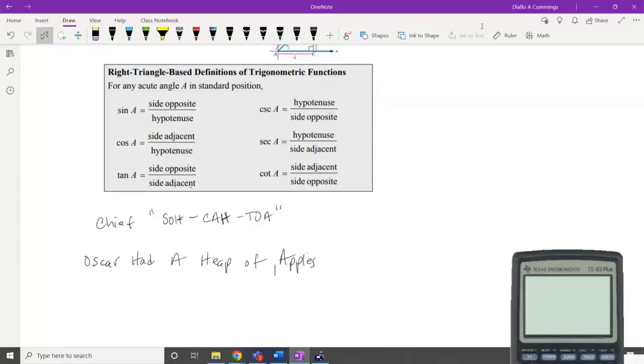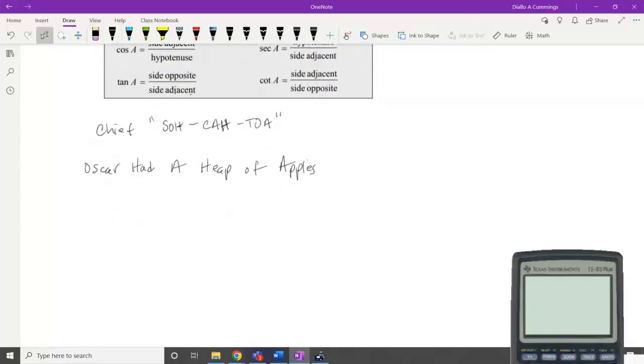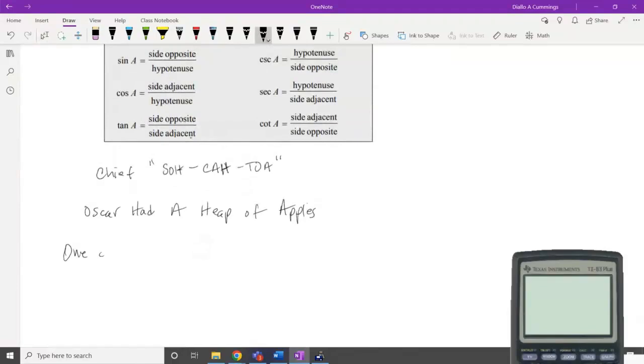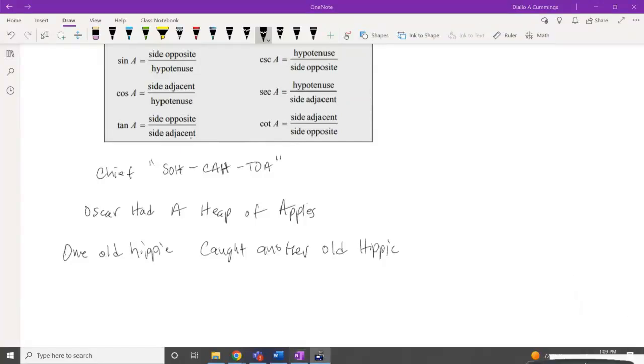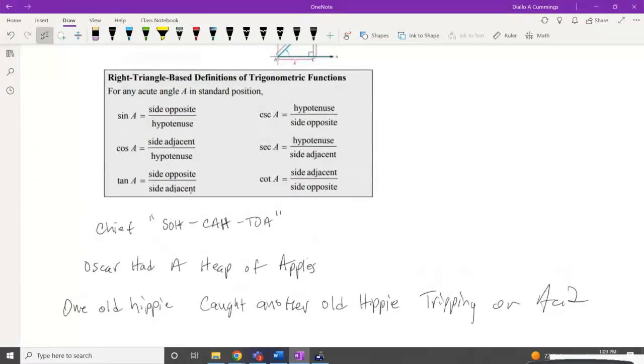And then this is one I learned last semester. A student brought this up. There's a million of them. This one says, "One old hippie caught another old hippie tripping on acid." I never heard this one before. Right? One old hippie, so, oh no, it's some old hippie. I'm sorry.